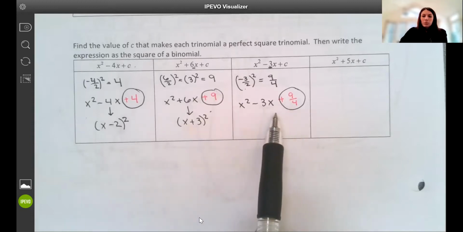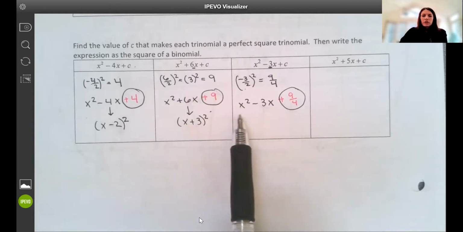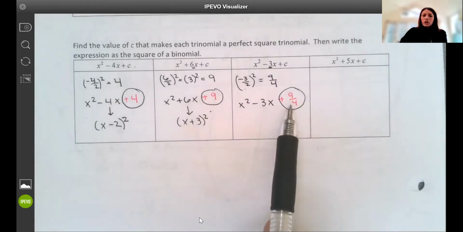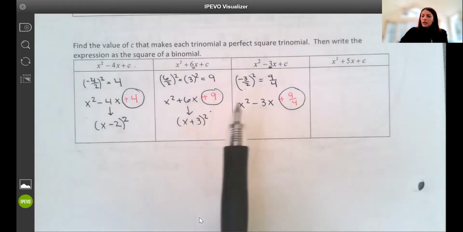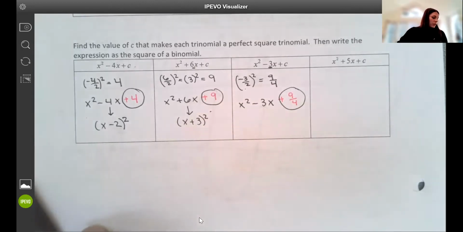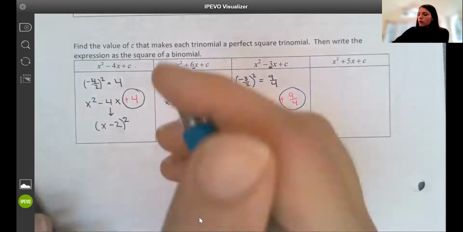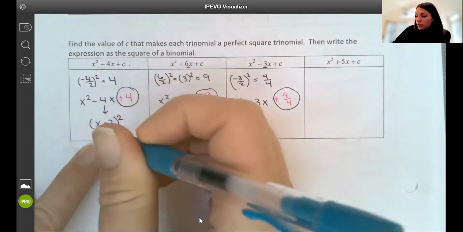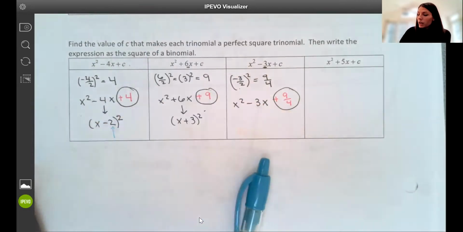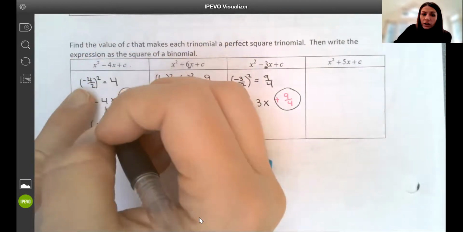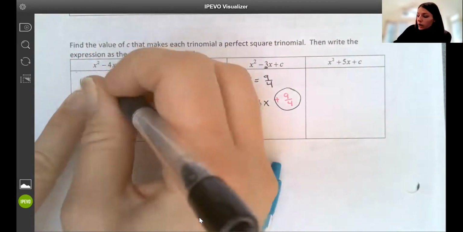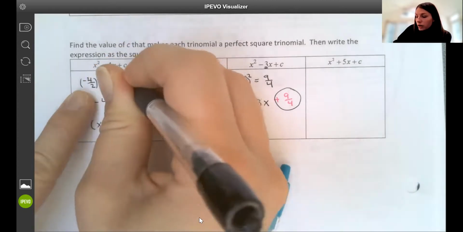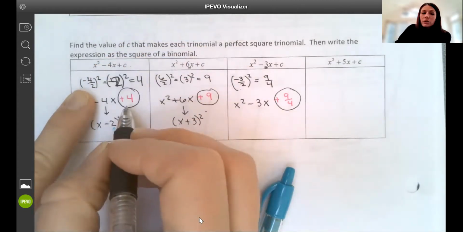With this one, it might be hard to think about what this would factor into since I have a fraction here. So another thing that I want to point out is this value here, this -2. Let me go back up and write out the steps. So I had -4/2 squared, which was -2 squared. That's how I got to my +4.